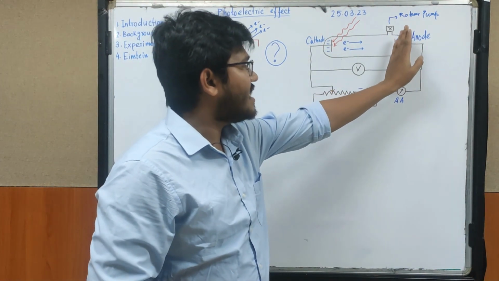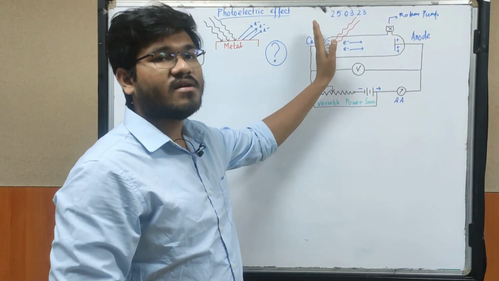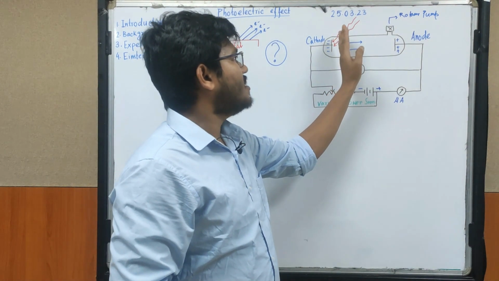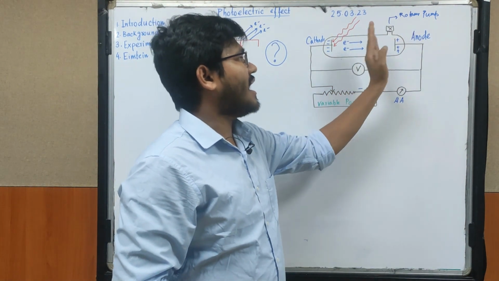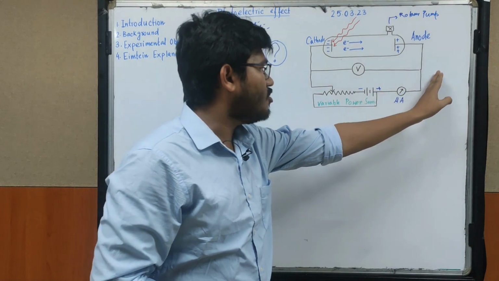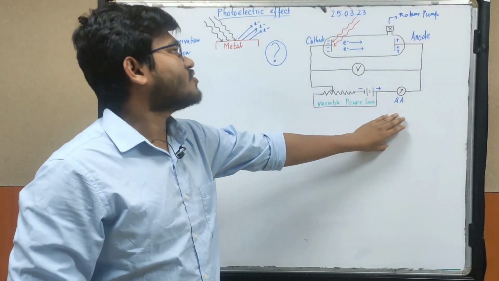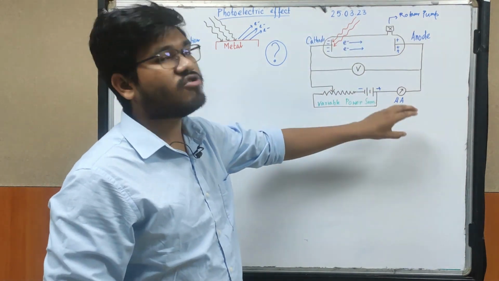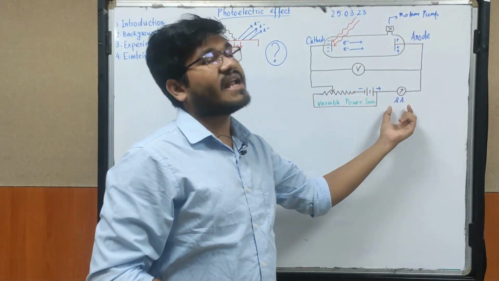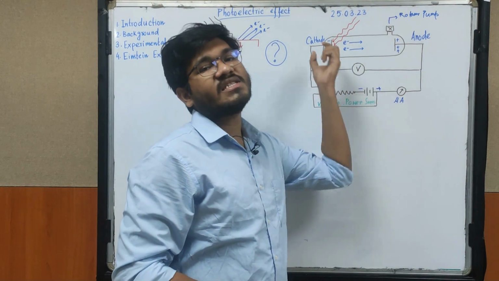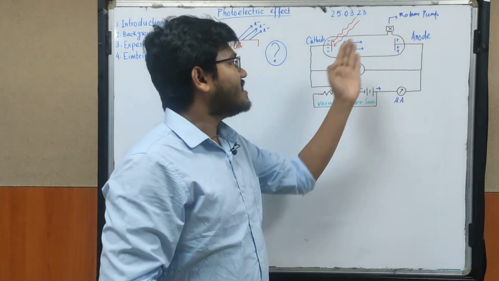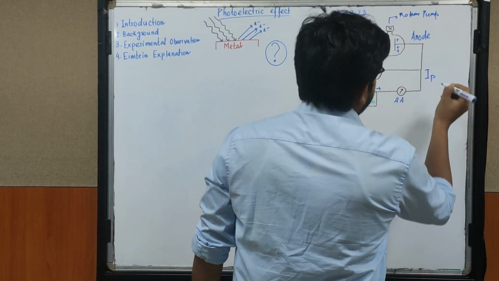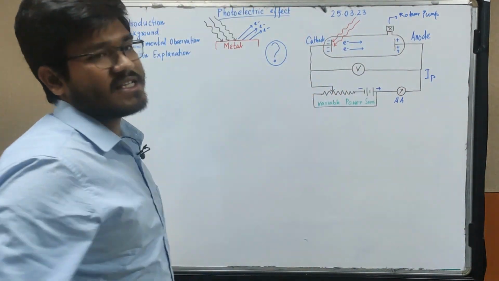So there is the electric field from positive to negative, and electrons will go opposite to the electric field. So electrons will be accelerated towards the anode and will hit the anode. Because of that, there will be a current in the circuit. So whenever there is light falling on the cathode, electrons will be generated, and current will be generated as well. This current is an indication that electrons have been ejected out of the metal surface, and this current is called photocurrent.